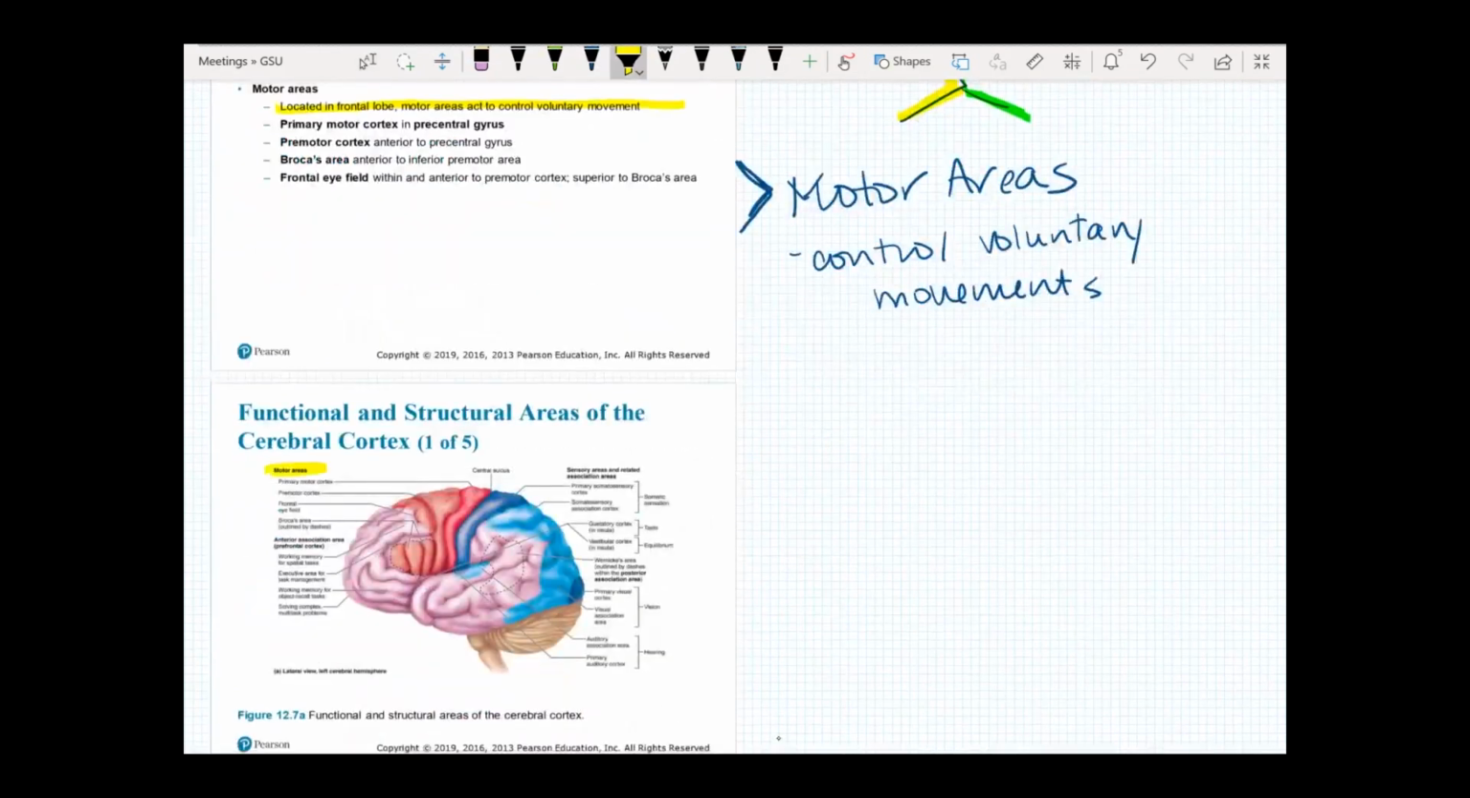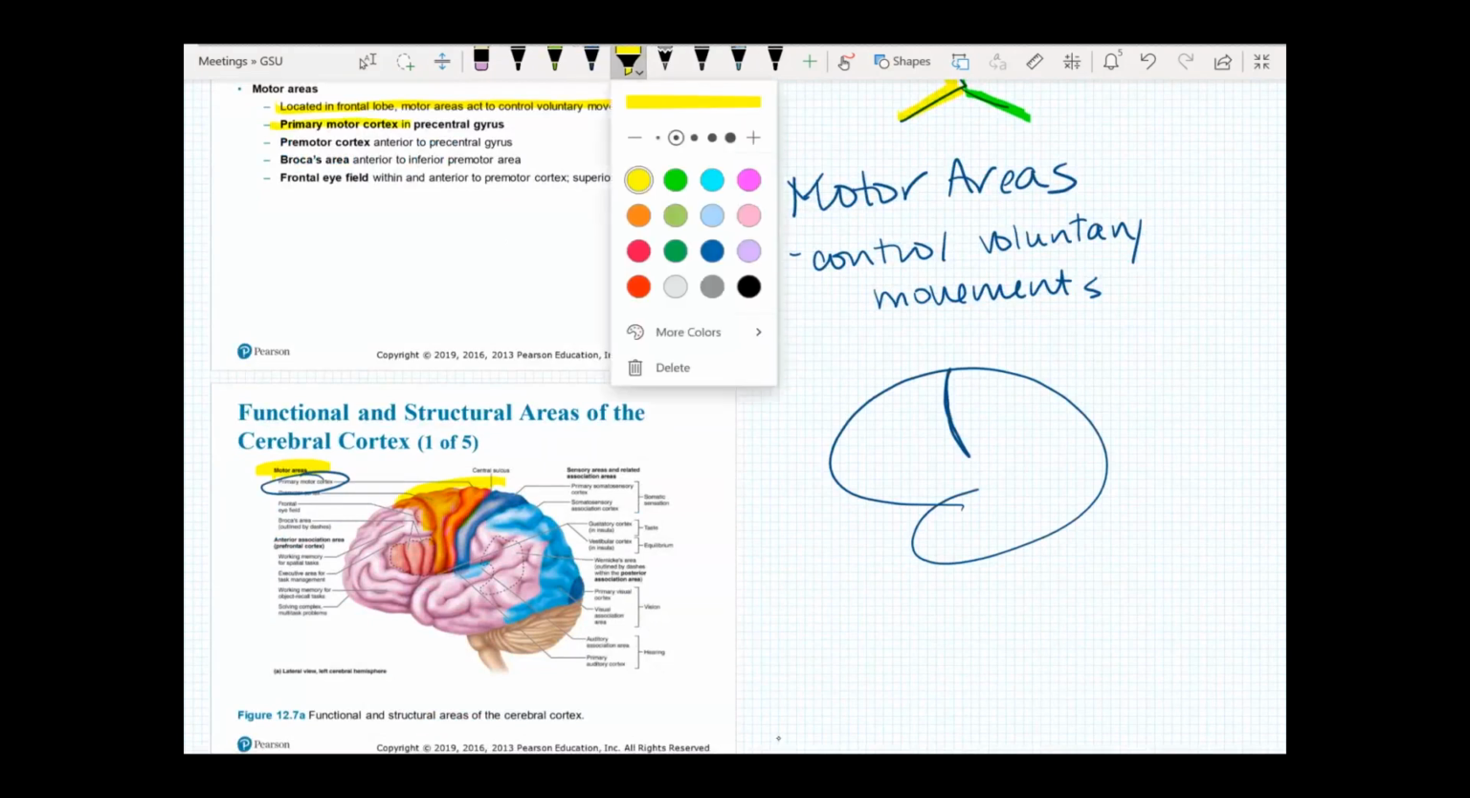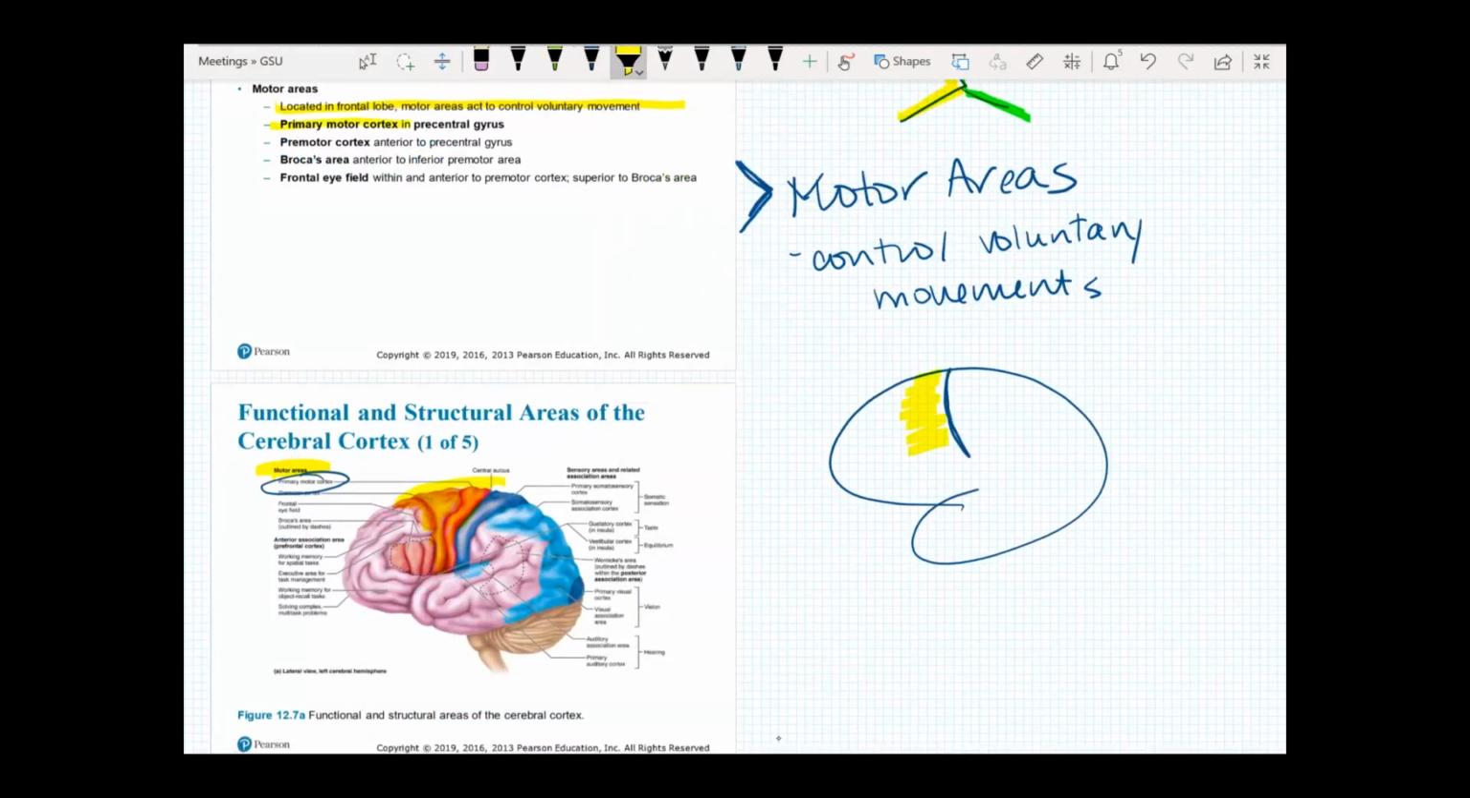So the motor areas are going to be these right here. This is your motor area, called the primary motor cortex. That is the important part. In your brain, you have your central sulcus that is splitting it. Your motor area shows up in the frontal lobe right here. That's the primary motor area, and it is responsible for the conscious control of that skeletal muscle.